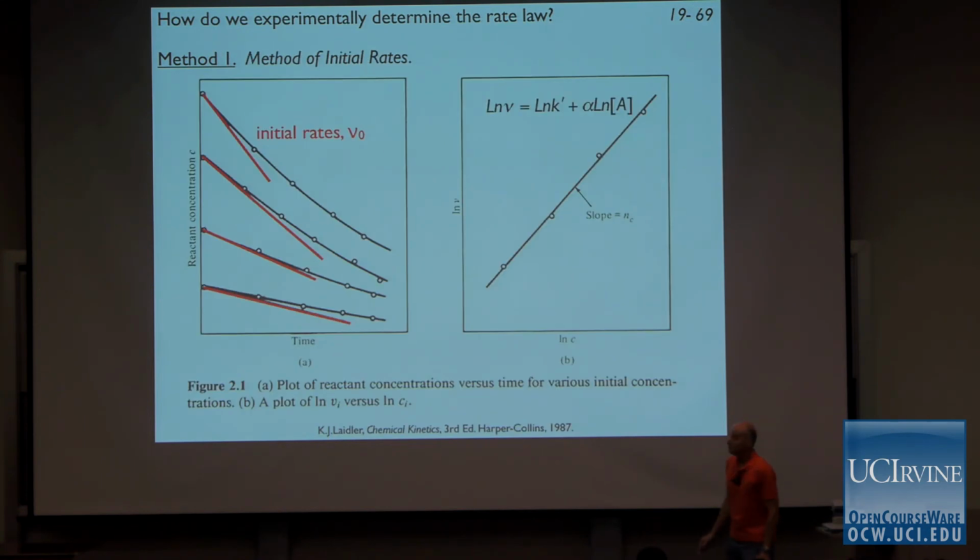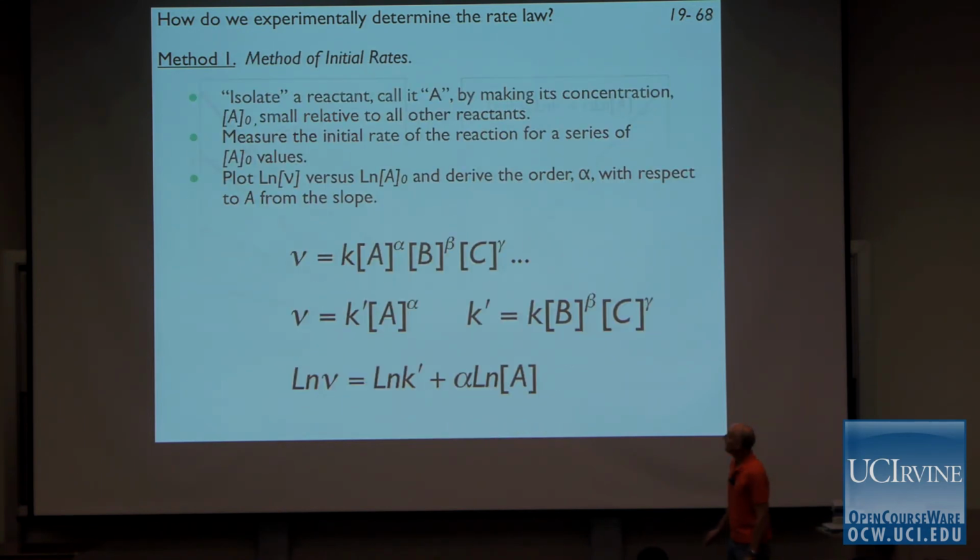Okay. Now, how do you know whether A is small enough? Well, you know A is small enough when you've got big concentrations of B and C. Let's say A is 1 millimolar and B and C are 1 molar. How do you know if 1 molar is big enough? You make it 1.1, and the reaction better not change.